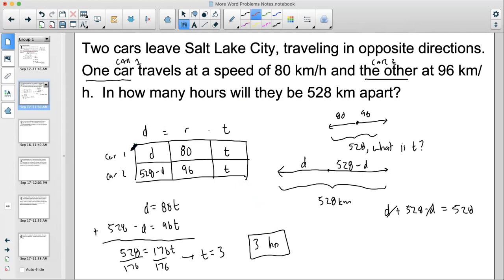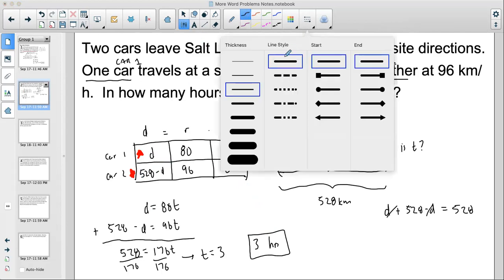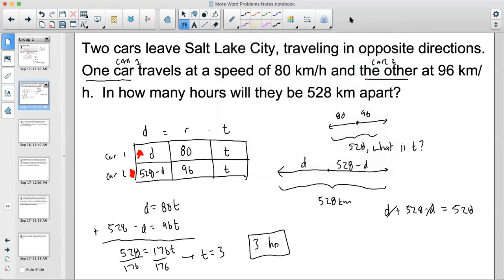And to me, the big trick here was the d and the 528 minus d. To see that these things add up to the whole distance is the important concept to get here. There are a lot of ways these questions can be asked. I want to give you a couple of different strategies in case it's not always the same thing.